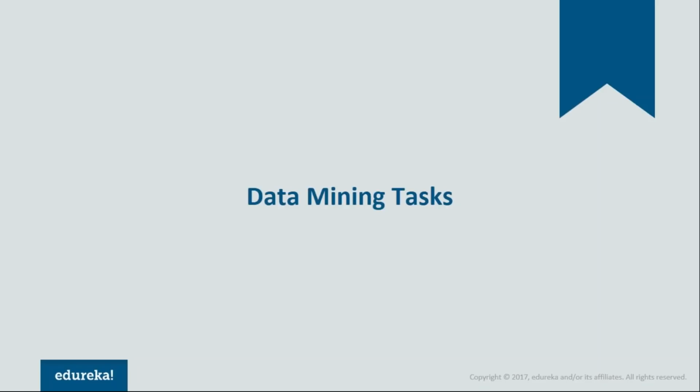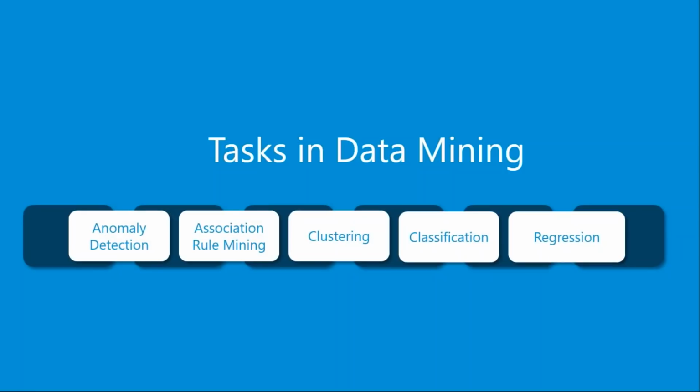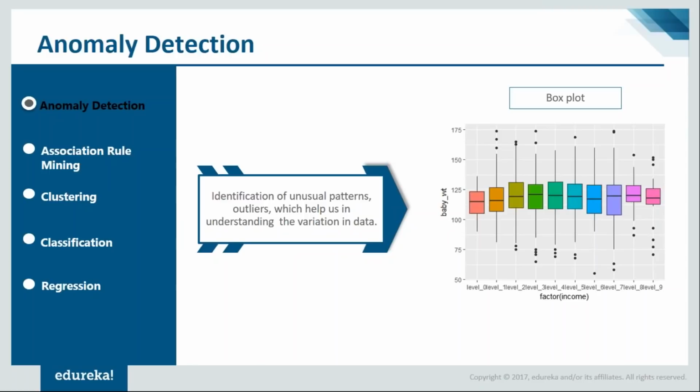Now let's look at the data mining techniques. In this session, we'll be looking at anomaly detection, association rule mining, clustering, classification, and regression. Let's proceed with the first data mining technique, which is anomaly detection. This technique helps us to identify unusual patterns or outliers in the data.